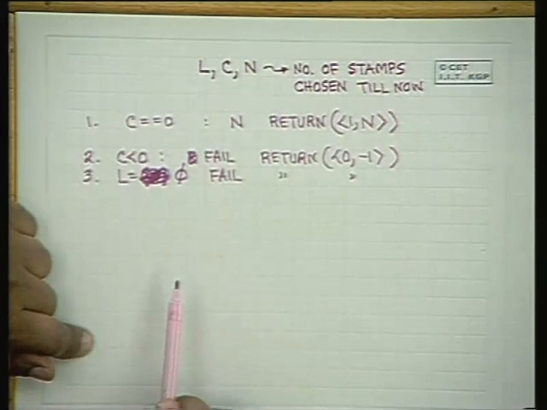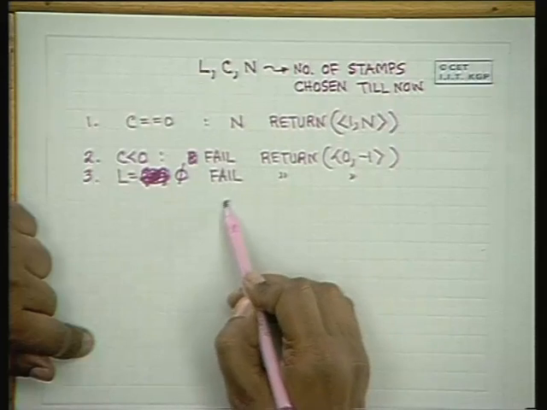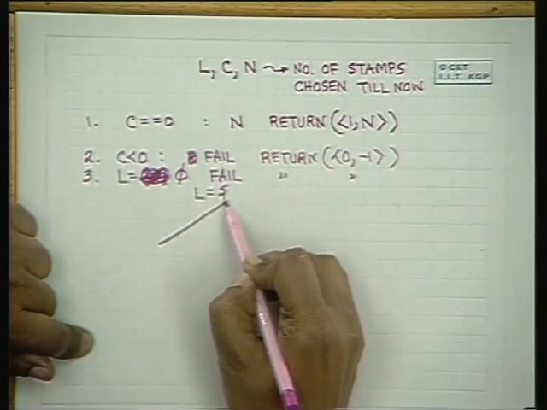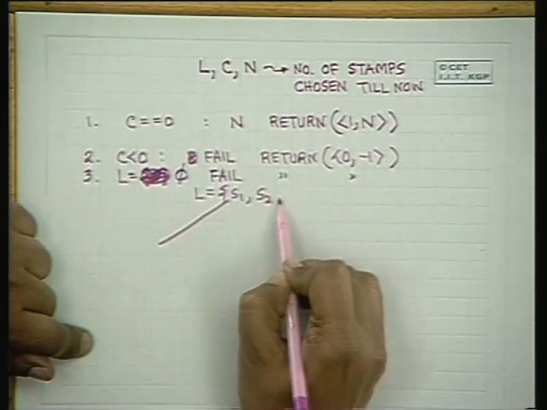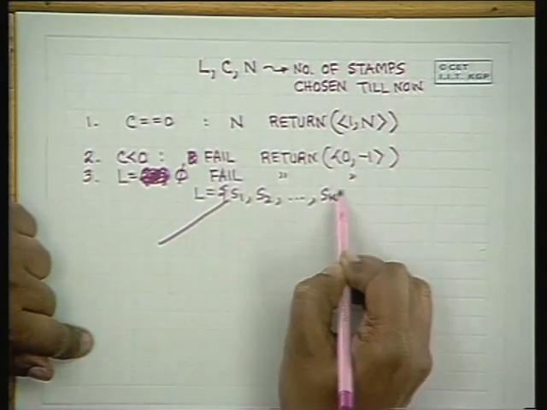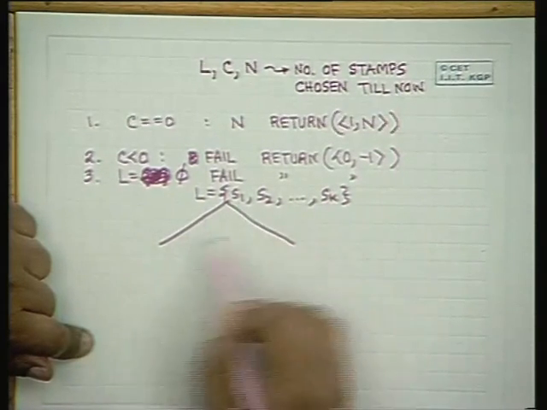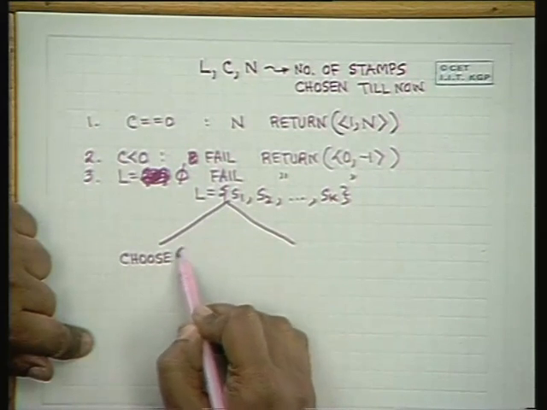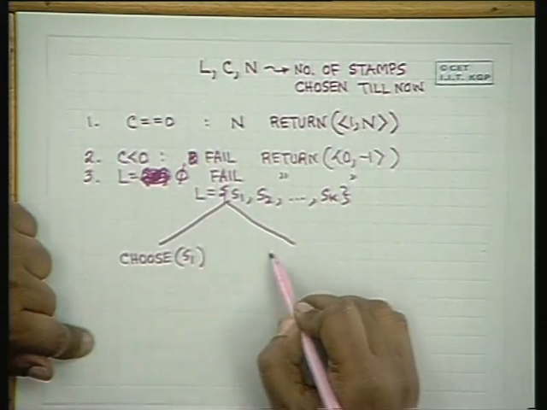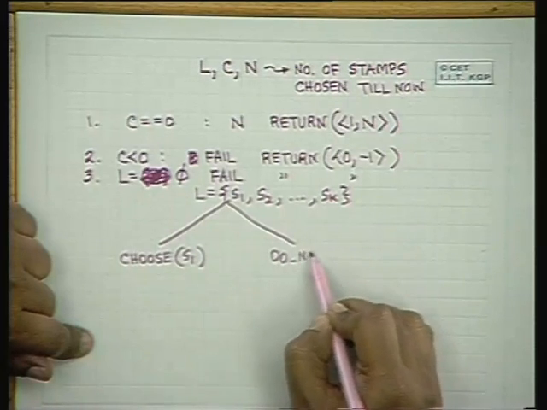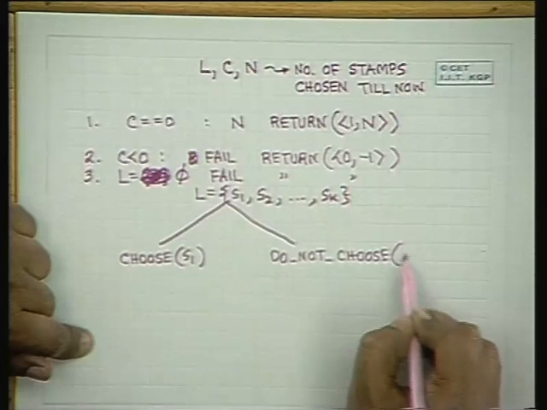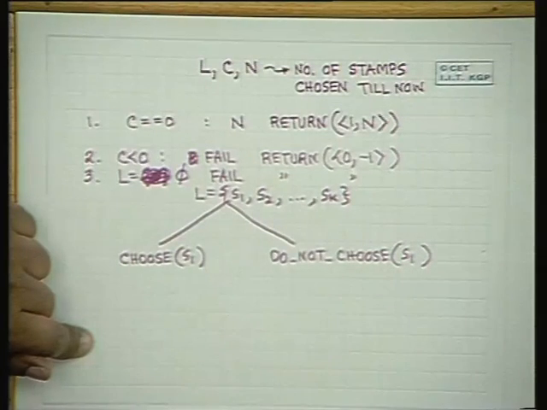And as we discussed before, you have got two choices. Choice 1, if L is S1, S2 up to Sk, you have got two choices. One is choose S1, that is S1 will be in your solution, and the other is do not choose S1. That is, either I can take S1 or not S1.